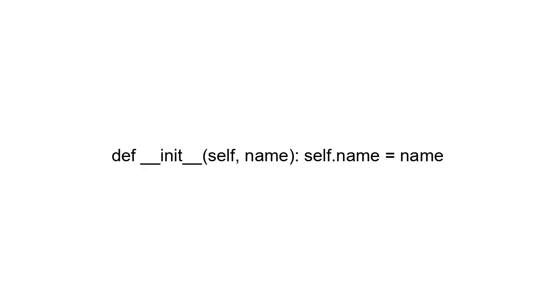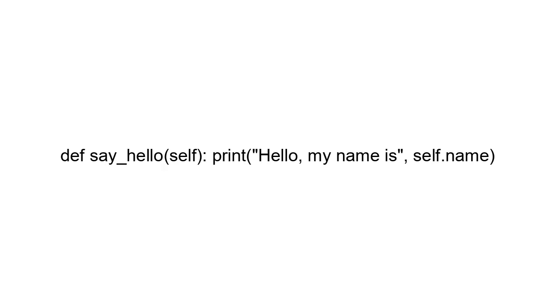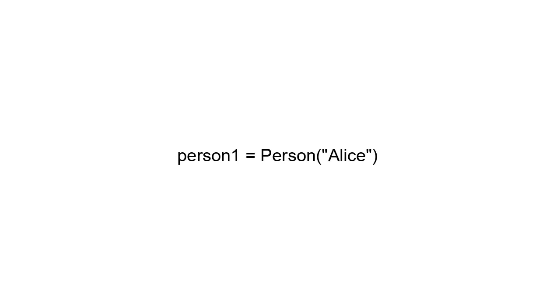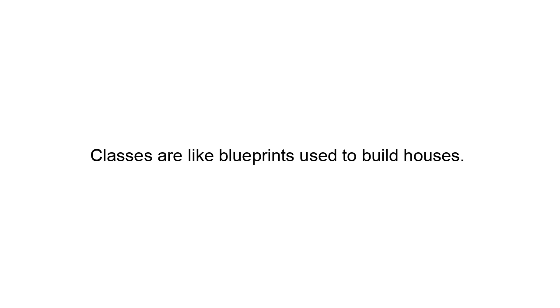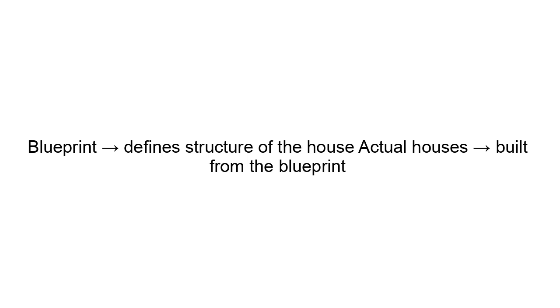Example: simple class with method. Example: class Person. Def __init__, self, name. Self.name equals name. Def say_hello, self. Print Hello, my name is, self.name. Person1 equals Person Alice. Person1.say_hello. Output: Hello, my name is Alice. The class stores information and performs actions.